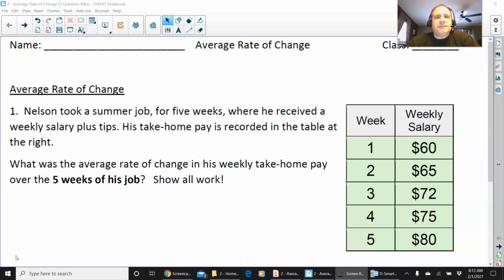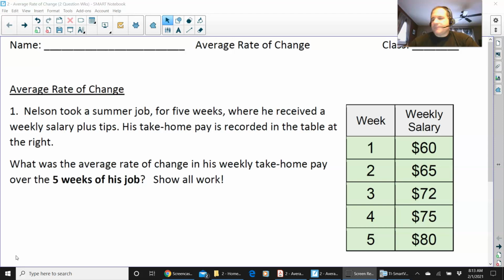Hello everyone, this is an average rate of change worksheet, and this is going to be a short video, 2 questions. We'll go right through it. Number 1, Nelson took a summer job for 5 weeks where he received a weekly salary plus tips. His take-home pay is recorded in the table at the right. What is the average rate of change of his weekly take-home pay over the 5 weeks of his job?